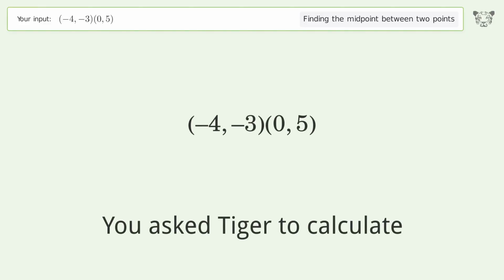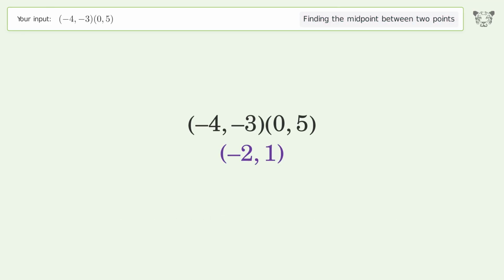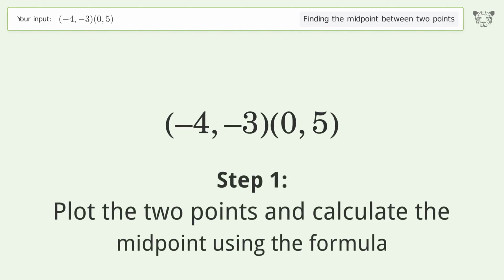You ask Tiger to calculate. This deals with finding the midpoint between 2 points. The midpoint between the 2 points is -2, 1. Let's solve it step by step. Plot the 2 points and calculate the midpoint using the formula.